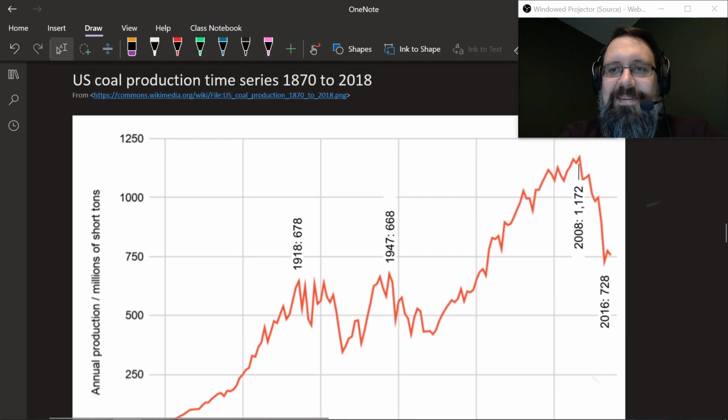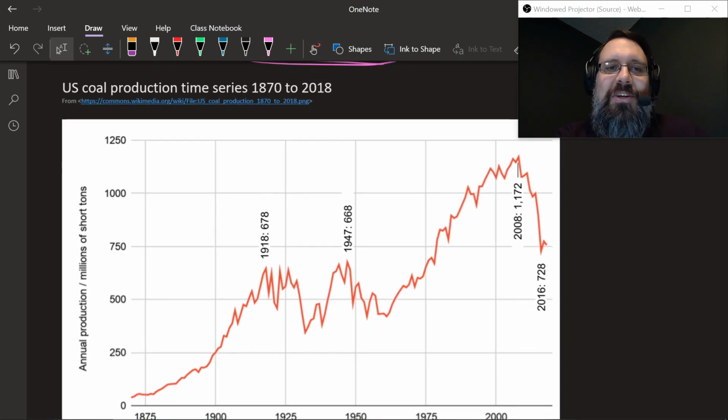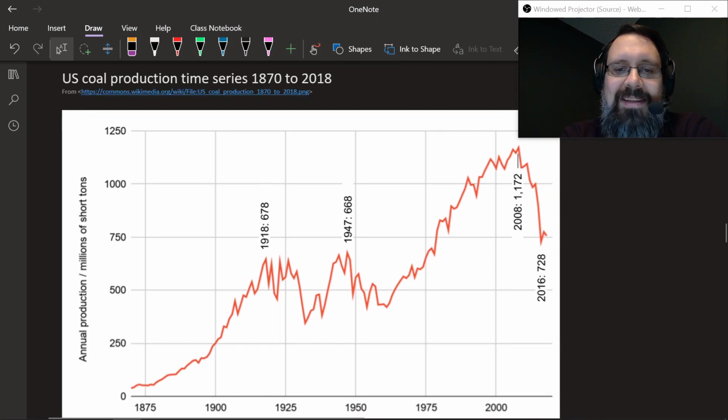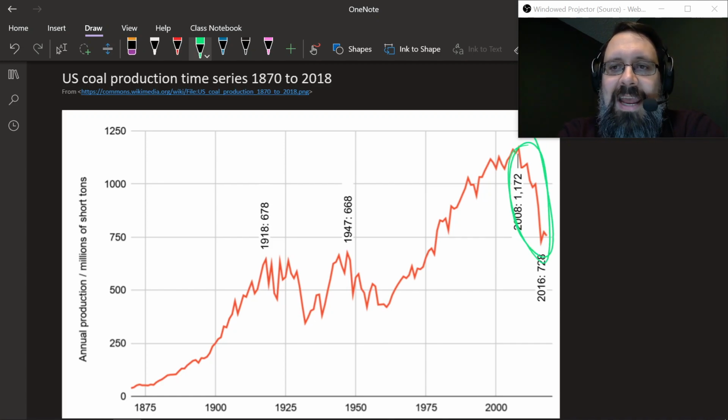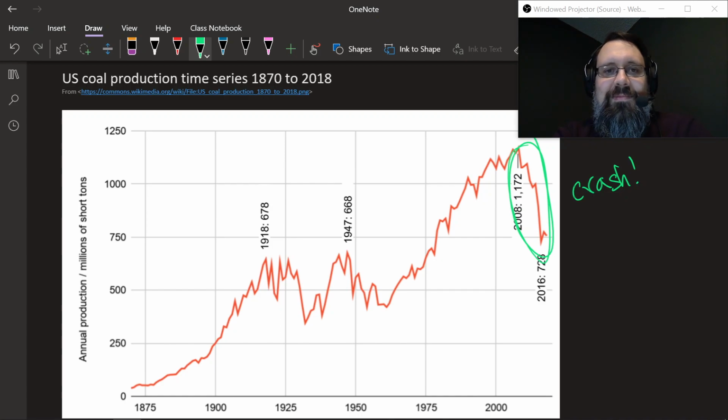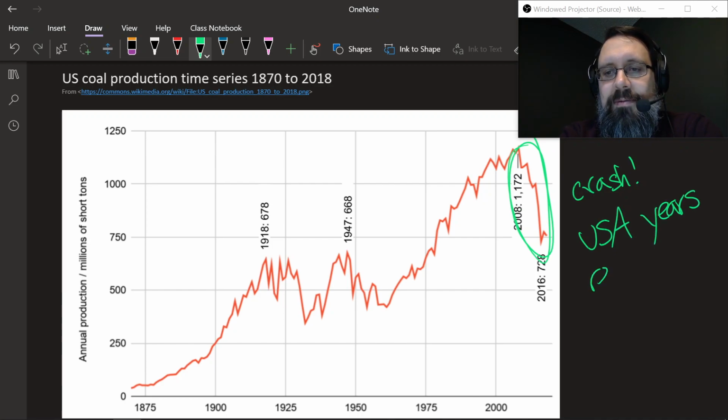I want to show you guys this graph. This is a cool graph. This is U.S. coal production from 1870 to 2018, and I want you guys to notice over time, there's a general increase in our coal production as our energy needs have increased. But look at the last 10 years or so. What do you see? It's a mixture of us using less coal and there being less coal for us to use. So how many years do you think the USA has of coal remaining? I give it 25.